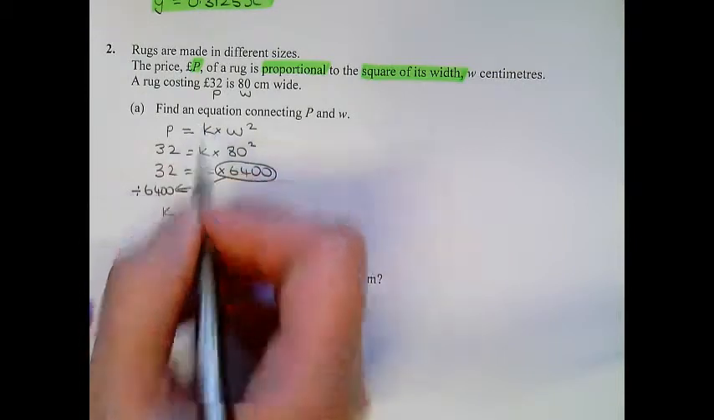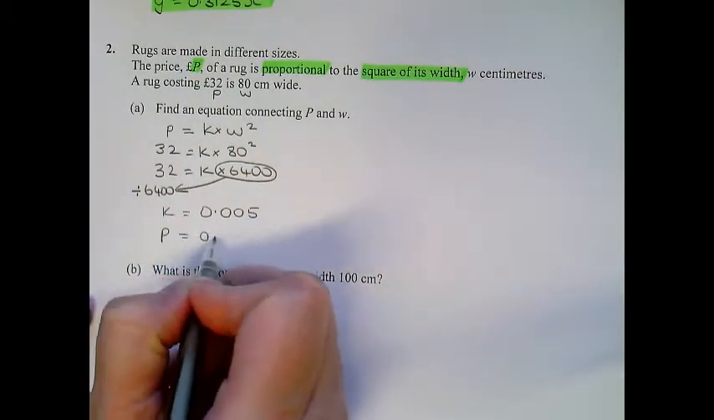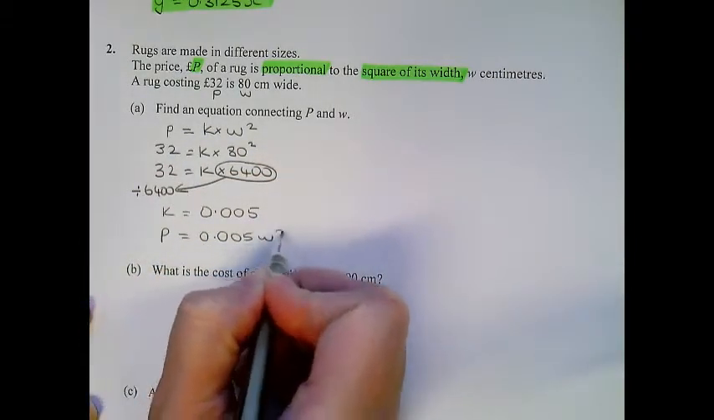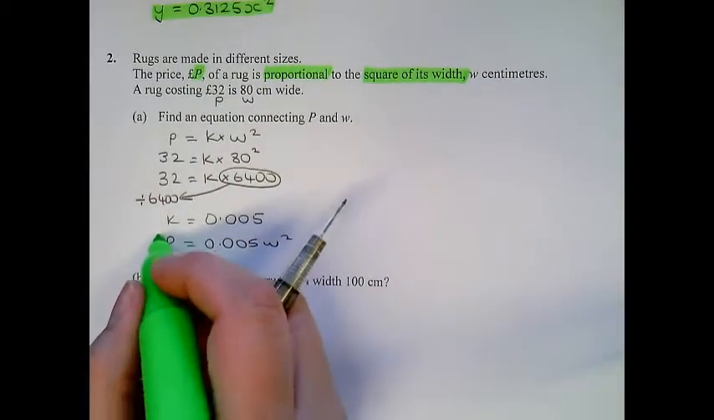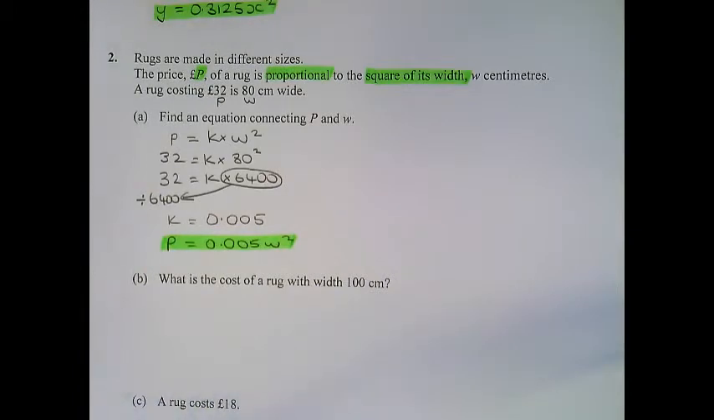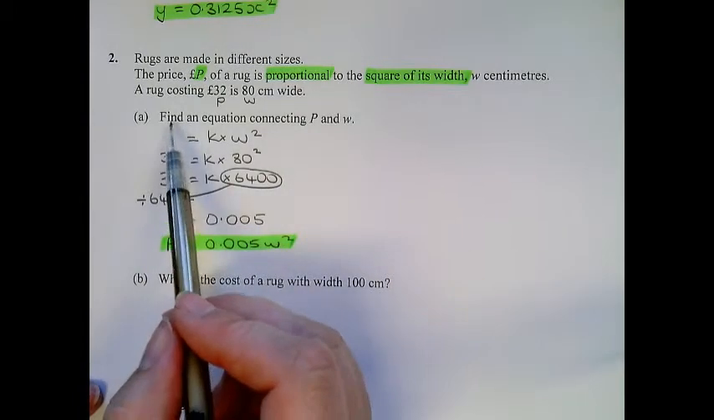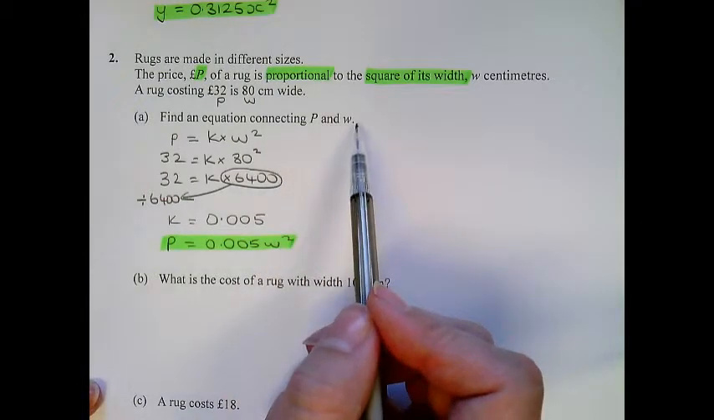So I can now put it back into the equation so that my equation only has the letter P and W in it. So now I've found my equation, and that's all they were asking me for in part A, just find an equation connecting P and W.